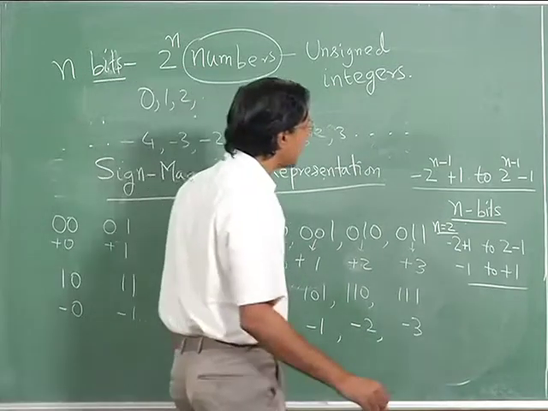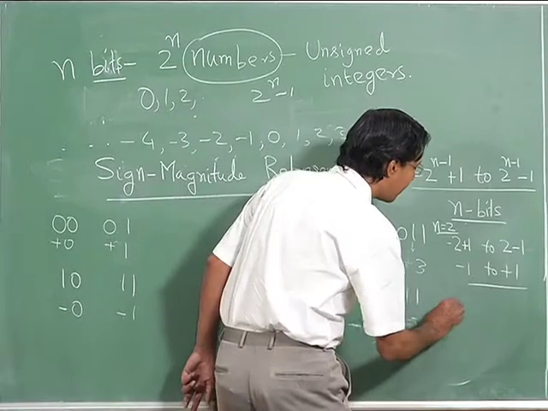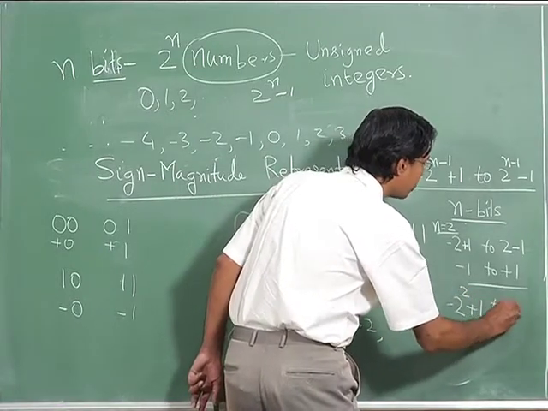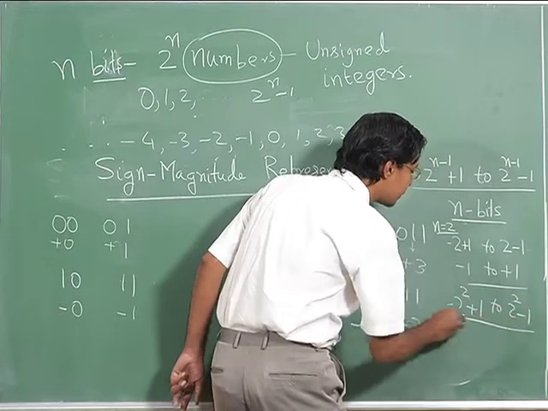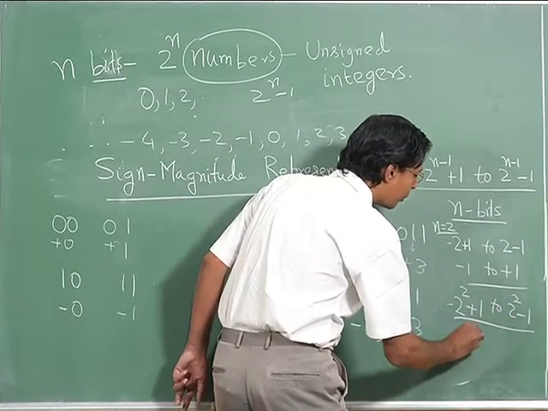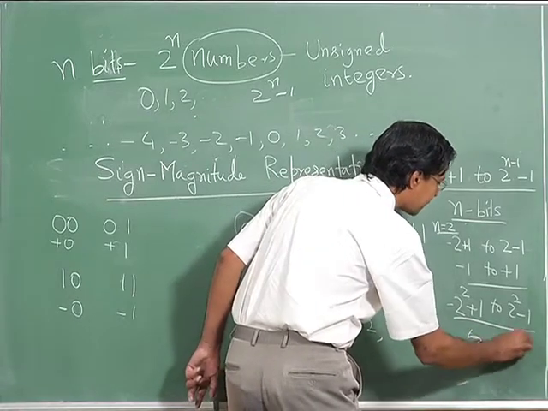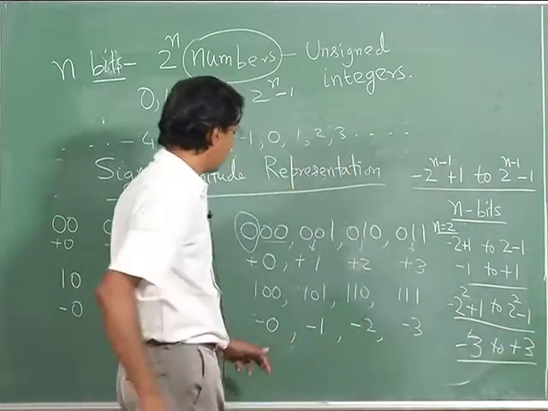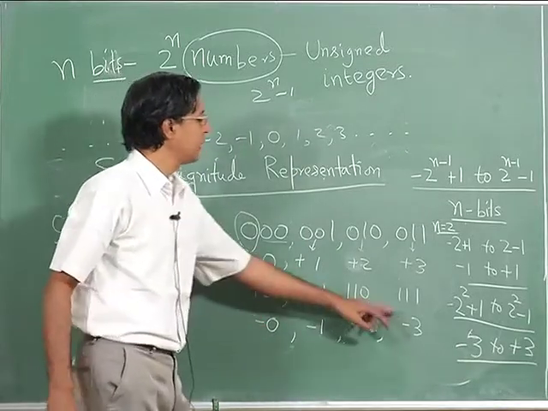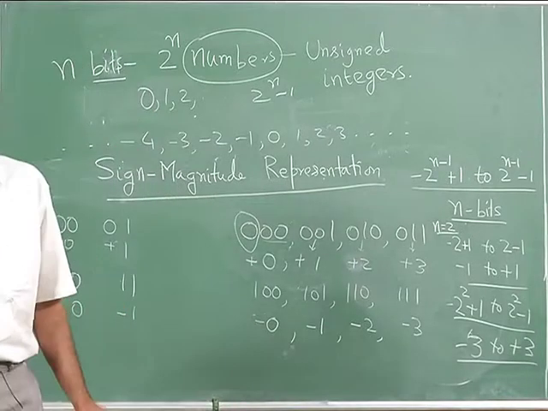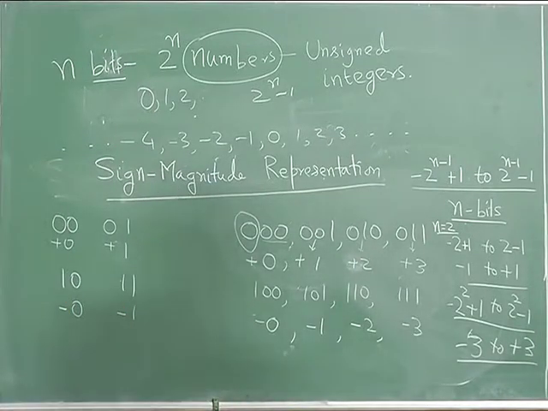If I have 3 bits, then I can represent from minus 2 power 2 plus 1 to 2 power 2 minus 1, which is nothing but minus 3 to plus 3. You see here, this is minus 3 to plus 3. So this is the sign magnitude representation.